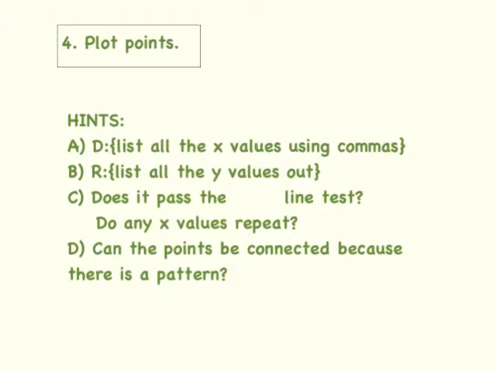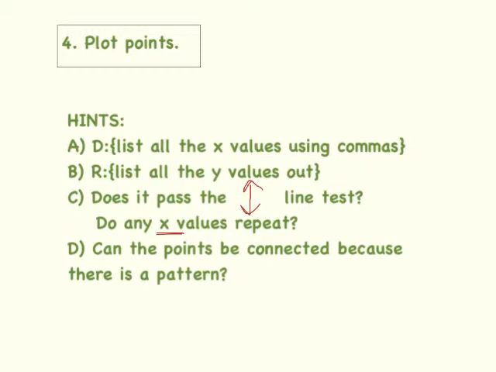with commas in between. On C, you would answer the question, looking at the graph or looking at the coordinates, does it pass the vertical line test? Looking at the coordinates, you would want to see if any of the x values repeat.